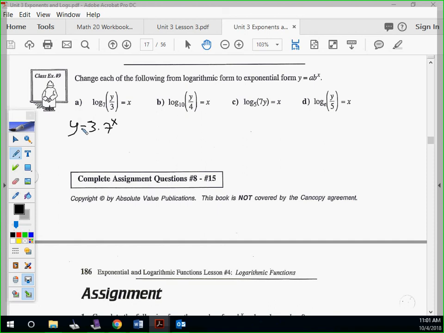So b, 10 to the x. 4 is my a. Y equals 4 times 10 to the x.